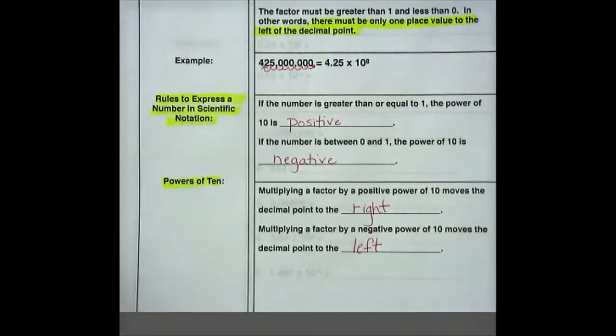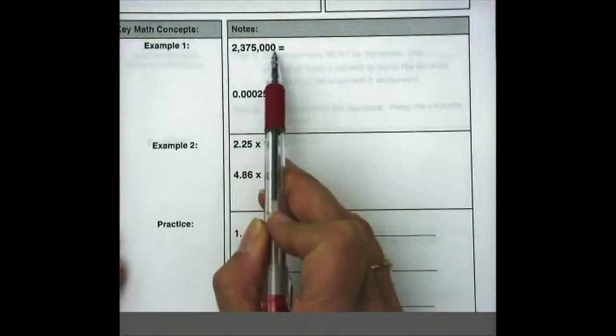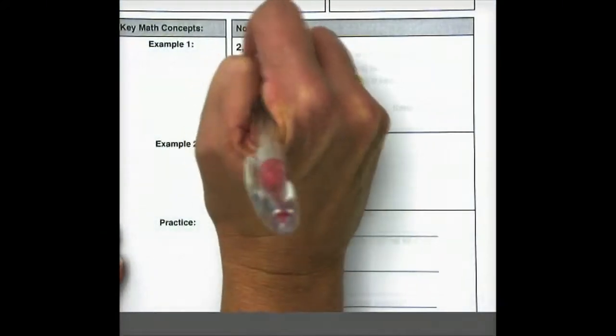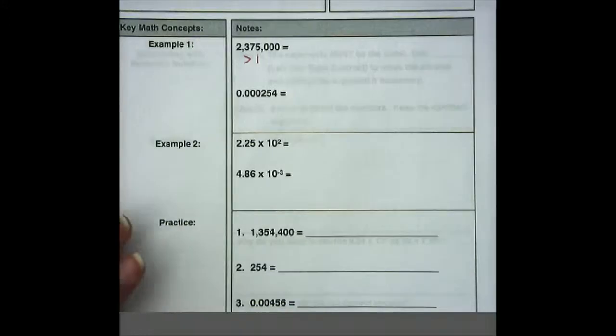Now, this is going to be a lot easier once we take a look at the examples, because you have done this before. So let's take a look at some examples. We have 2,375,000. Well, the first thing I notice is that this number is greater than 1, right? It's much greater than 1. So I know that my power of 10, or my exponent, is going to be positive.